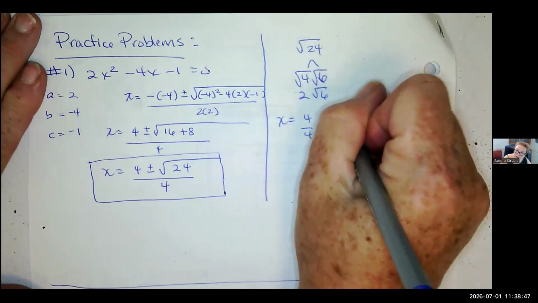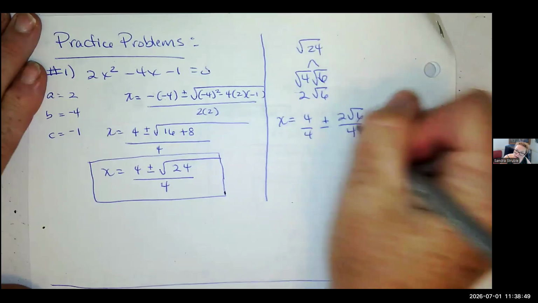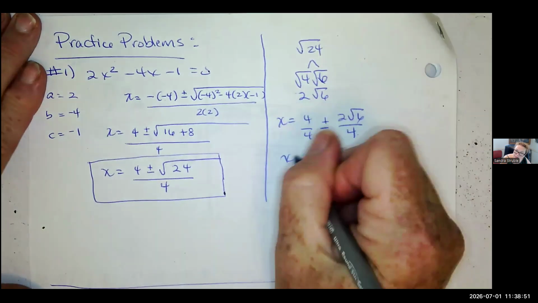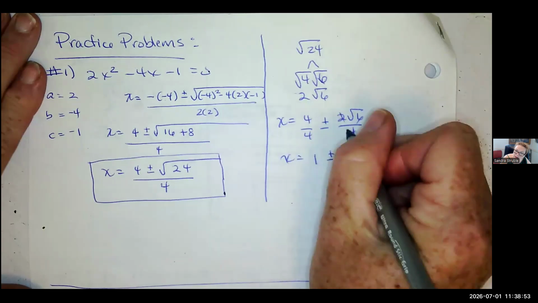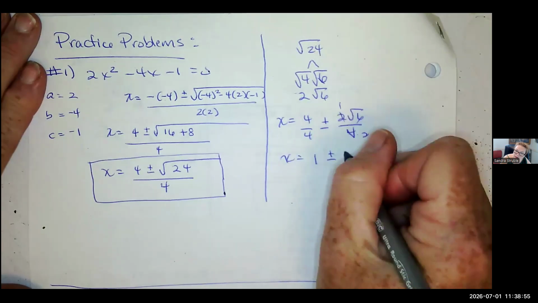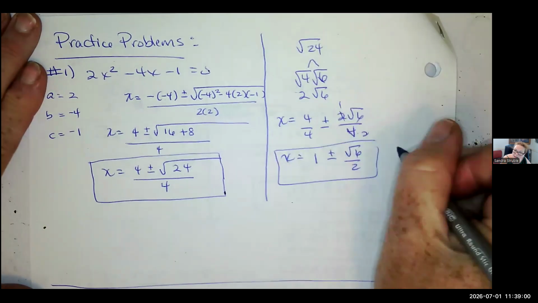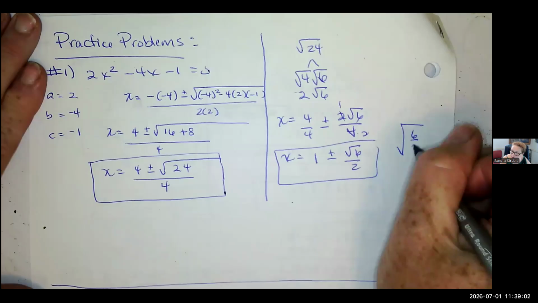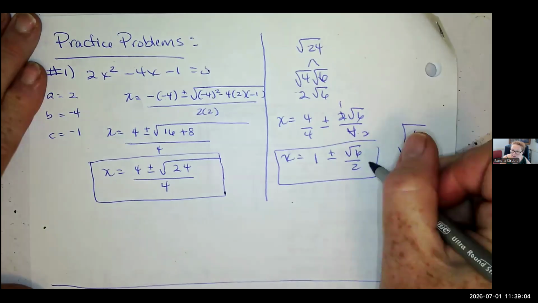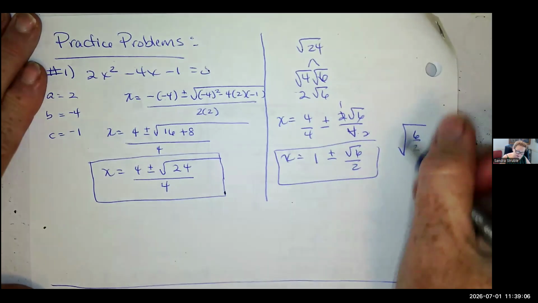Now we just reduce. X is equal to 1 plus or minus, this reduces by 2 to square root of 6 over 2. Please note, this is not the square root of 6 over 2. That is not the same thing as this. Do not make this mistake. This is hard wrong.